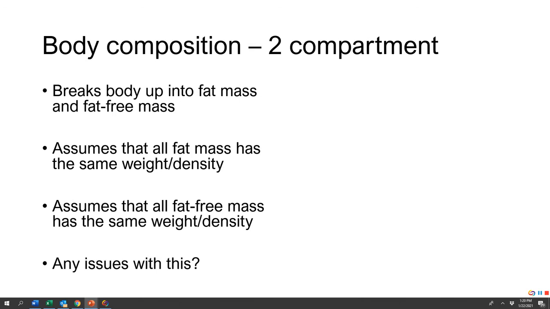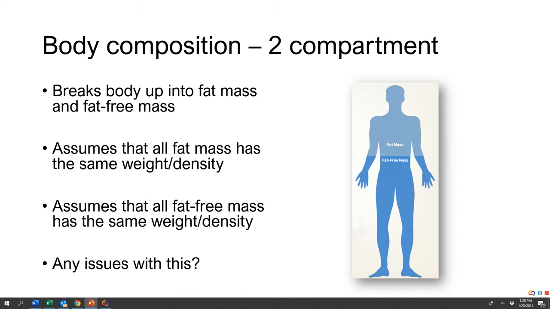And so what's the issue with this? Well, if we assume that all fat mass weighs the same, and that all fat-free mass or lean body mass weighs the same, that's not accurate. And so even if we use equations based on this, it's not going to be correct. There's going to be some error. All right. And so this is just a picture to look at the two-compartment model.